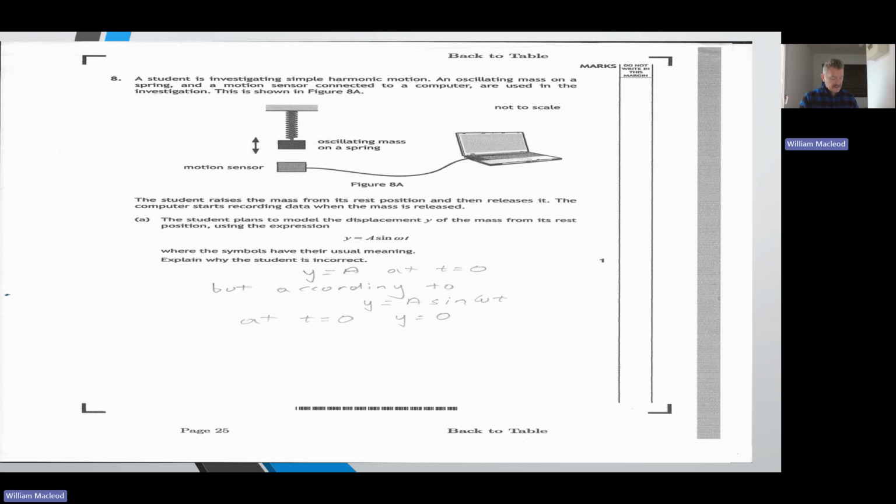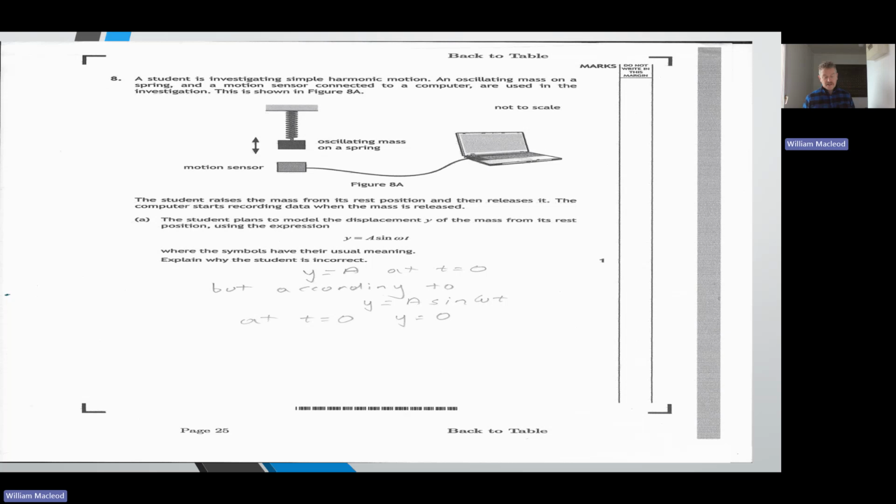Okay, so let's look at some past paper questions. Now, these are past paper questions based on Advanced Higher Physics, the SQA system, but they'll still be relevant to other exam bodies, such as IB and A-level. So the first question shows a student investigating simple harmonic motion. An oscillating mass on a spring and a motion sensor connected to a computer are used in the investigation. This is shown in the figure.